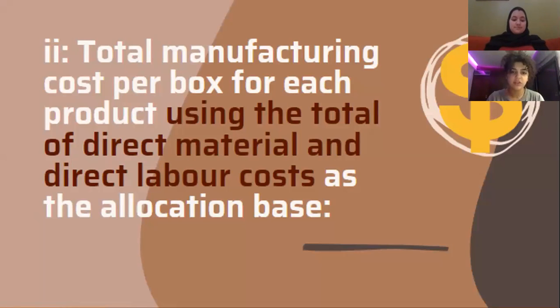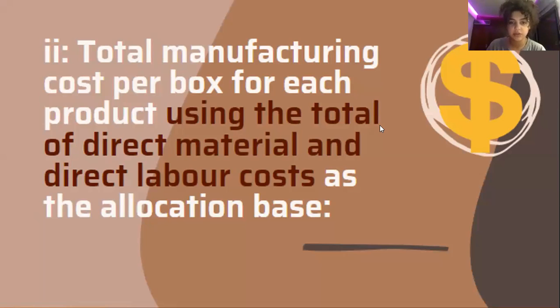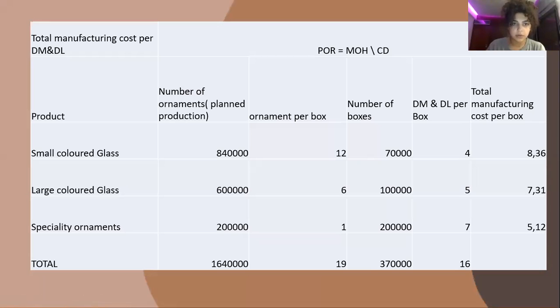Moving on to the total manufacturing cost per box for each product, using the total of direct materials and direct labor costs as the allocation base. In this table, we are going first of all to calculate the POR. Then we divide it by the number of boxes to find the total manufacturing cost per box. For the small colored glass, it is 8.36. For the large colored glass, it is 7.31, and for the specialty ornaments, it's 5.12.